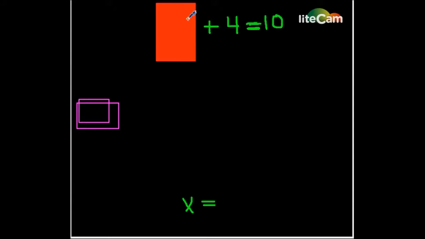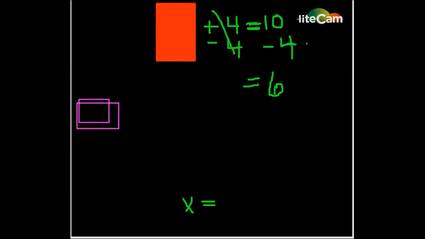The opposite of plus 4 is minus 4. I'm going to subtract 4 from both sides. Plus 4 and minus 4 cancel out. That equals 0. 10 take away 4 is 6.